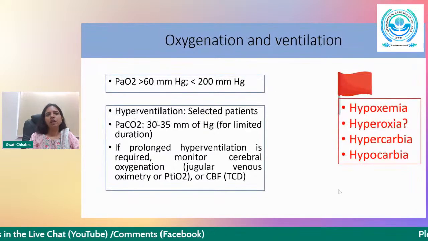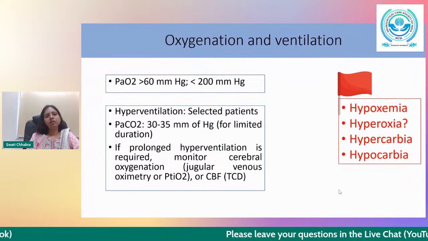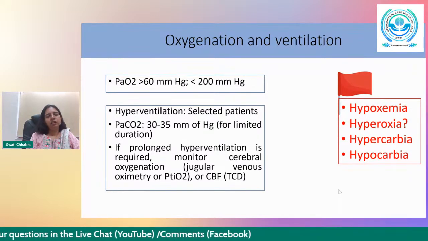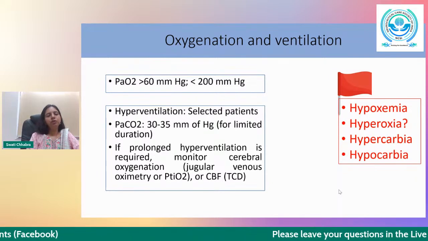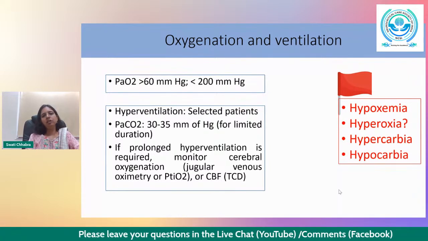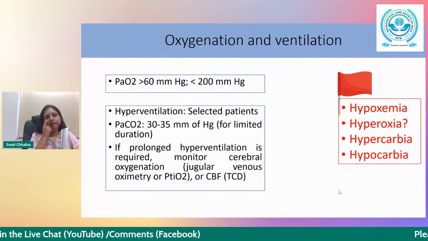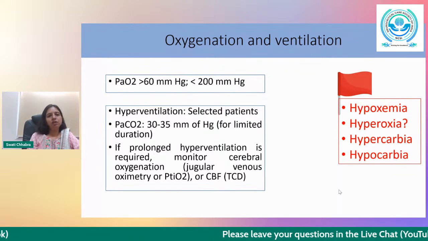Coming to oxygenation and ventilation, the target for arterial oxygen pressure is more than 60, and we should also avoid hyperoxia, limiting it to less than 200 millimeters of mercury. Hyperoxia can lead to hyperoxic cerebral vasoconstriction, and there is also a risk of oxygen free radicals. So it is better to avoid hyperoxia, although some studies have shown a favorable outcome with hyperoxia, but this is what the recommendation says.